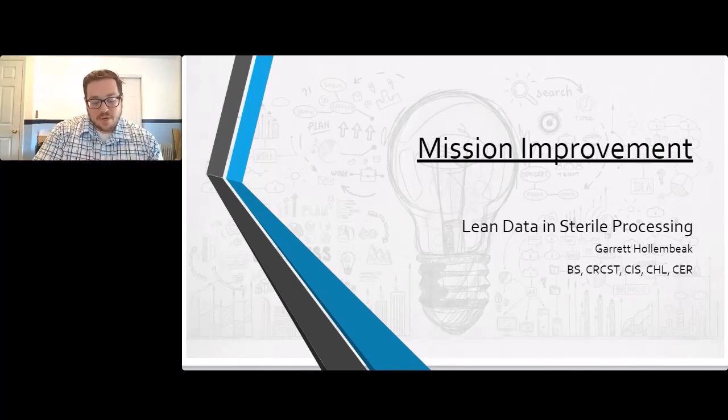my background is in epidemiology, and that's an arm of public health that really deals with a lot of data and a lot of looking at how disease spreads and impacts a community from a very data-driven perspective. So today, I'm going to focus on applying a piece of lean methodology that can make your data very useful.